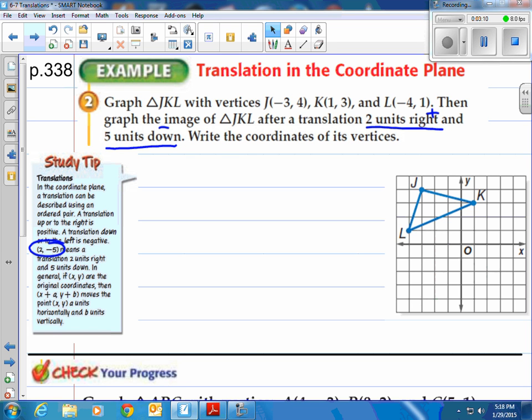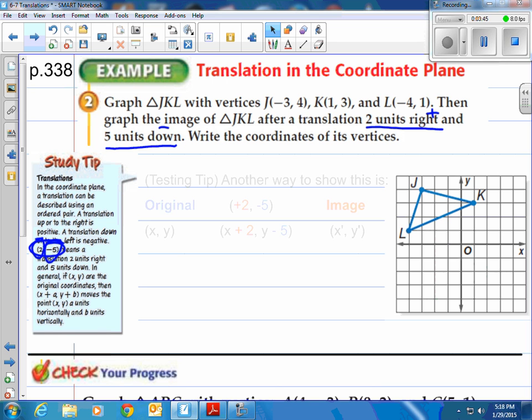In general, if you have coordinates of, let's say, x, y, and those are the original coordinates, then what you do is you take those 2 numbers here, the 2 and the -5, or in this case they're calling them A and B, and you add them to your x and to your y. A goes with x, B goes with y. So this moves the point x, y, A units horizontally and B units vertically.